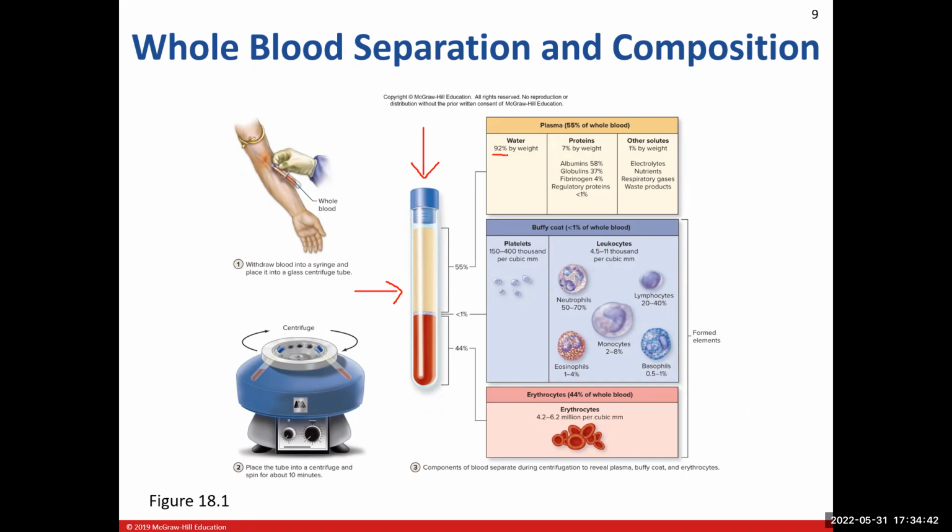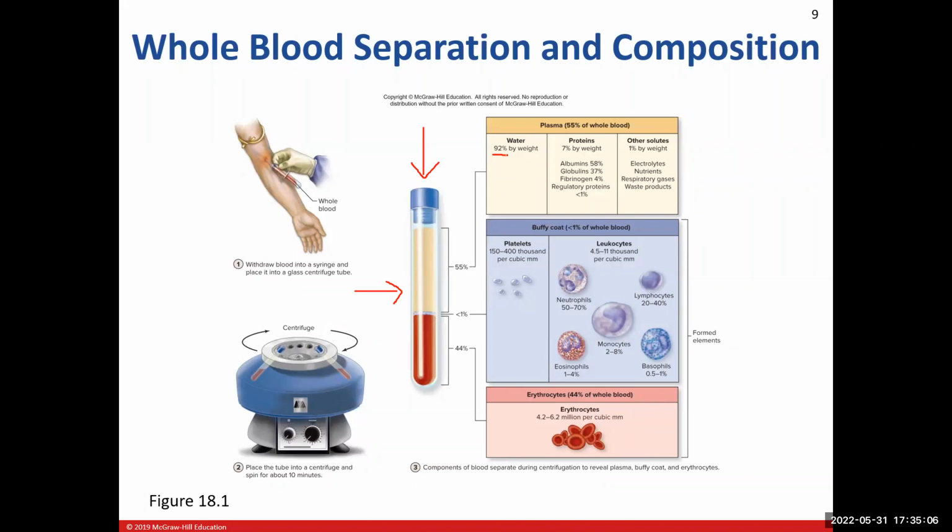Then our remaining percentages, roughly about 7%, are going to be proteins. And here are all the different types of proteins: albumins, globulins. In that category, we include our antibodies. Right? Fibrinogen, that is a protein that helps with clotting. And then we have a series of regulatory proteins, which is slightly less than 1%.